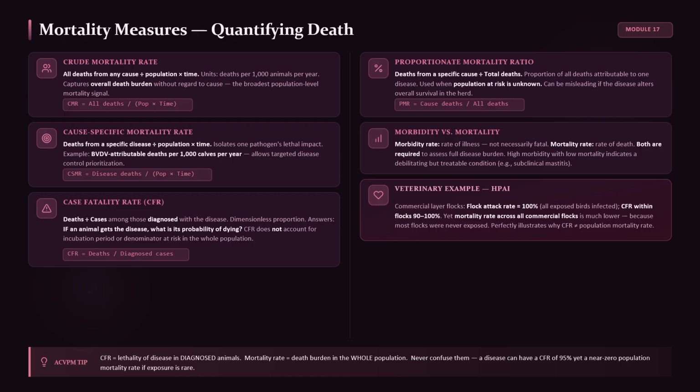One last pairing. Morbidity versus mortality. Morbidity is the rate of illness. Mortality is the rate of death. You need both to see the full picture. High morbidity with low mortality points to something debilitating but survivable, like subclinical mastitis.